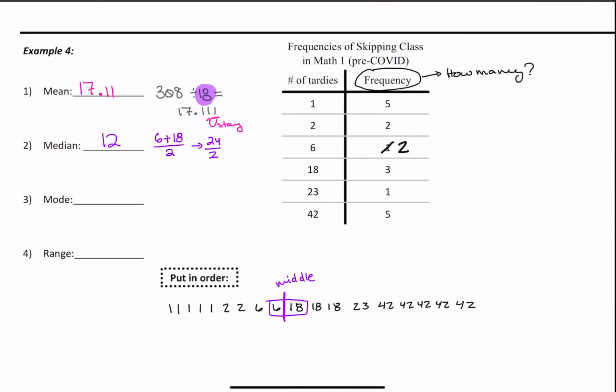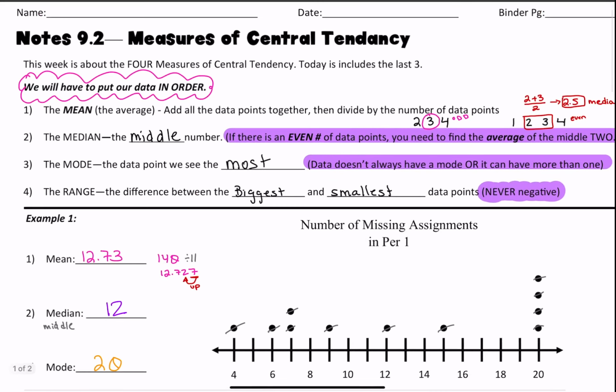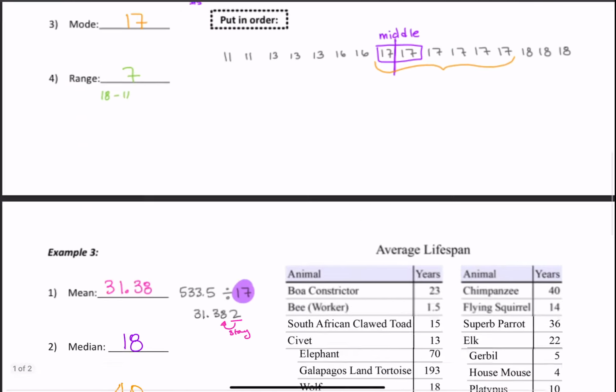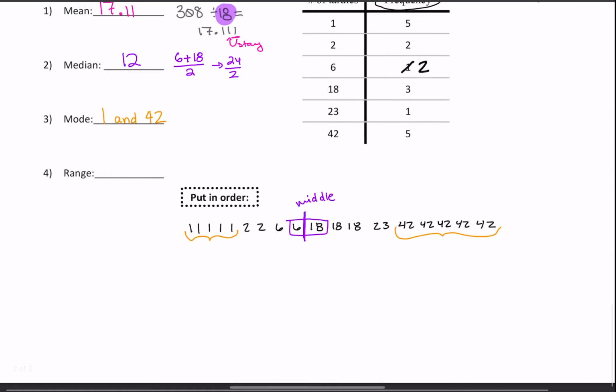All right. Mode. Mode is what number happens the most. Well, in this case, we have 2 numbers that happen the most. We have 1 and we have 42. Both of them have 5 numbers. So that means my mode is 1 and 42. What? Yes. I told you earlier in our notes, let's go look. So, you don't believe me. Data doesn't always have a mode. Or it can have more than 1. What? I know.